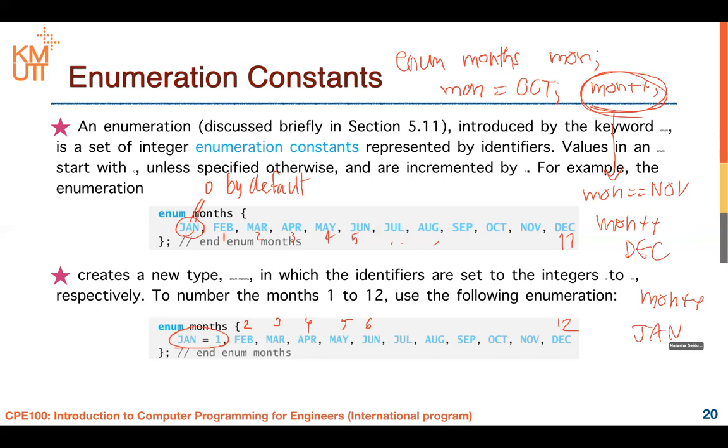This is the very important and explicit power of enumeration, right? You can use this as a number, and you can also understand the conceptual model of how to use month plus plus. This is the way that you use the enumeration constant.